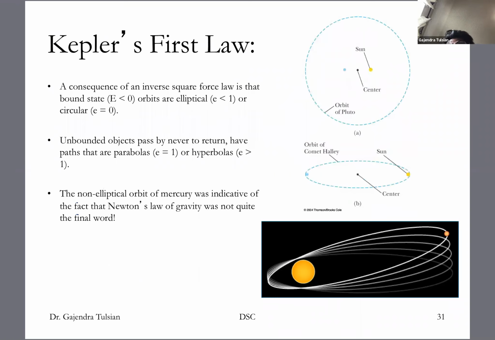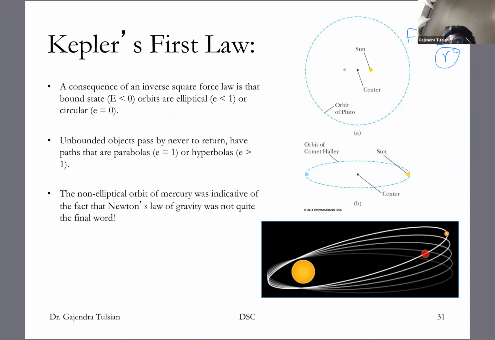And Kepler's first law, that you're either in a circular or elliptical orbit, is a consequence of the inverse square force law. Remember, the force of gravity is GMm by r squared. So bound states, energy less than zero, are elliptical or circular. Unbounded objects pass by never to return and have parabolic or hyperbolic orbits.